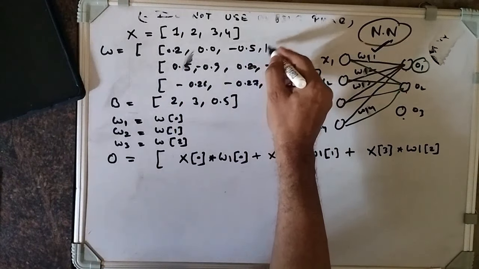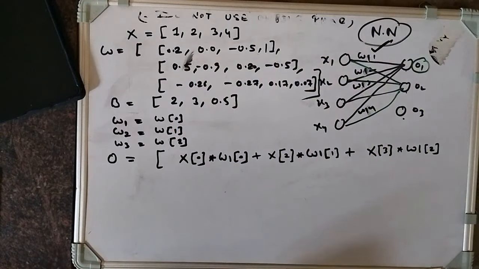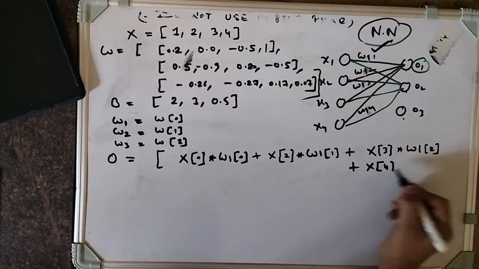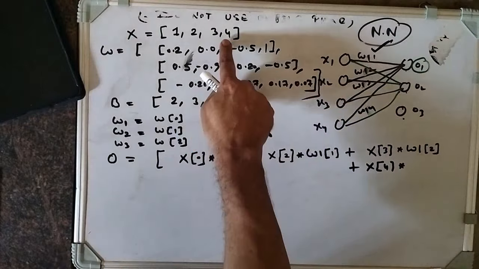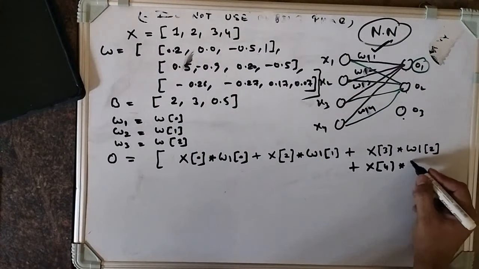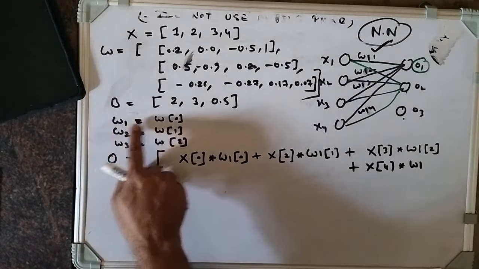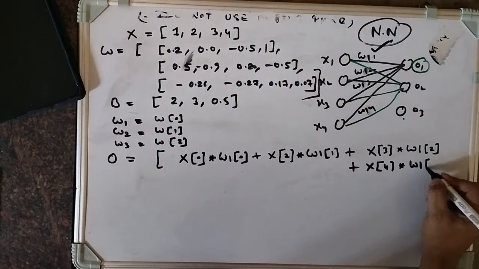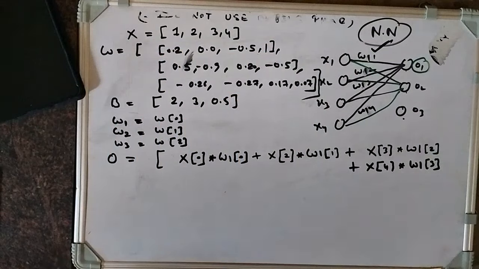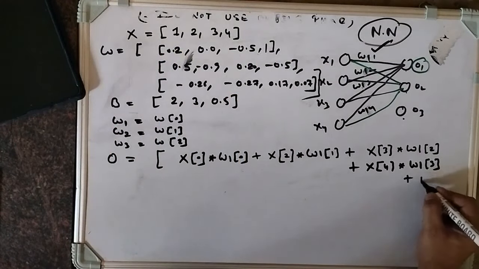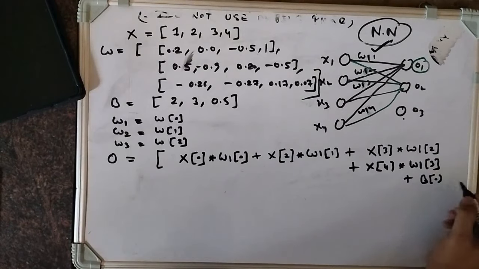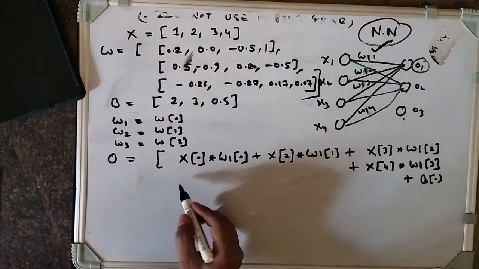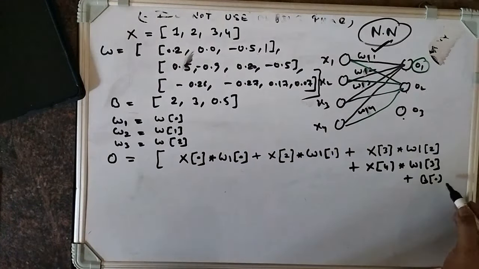We should write one another weight. Okay. So now next plus x4 into, x4 means 4 into weight 1, this element 3. Done. Okay. Plus bias 0. Okay. This we have done for one neuron. Now this is only one neuron.